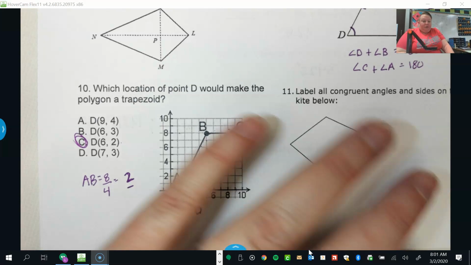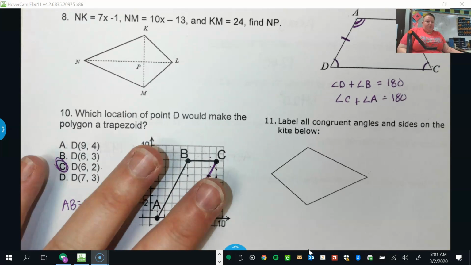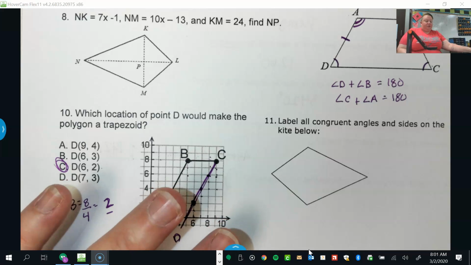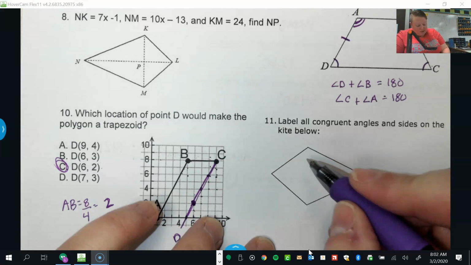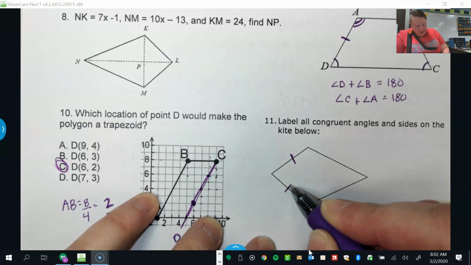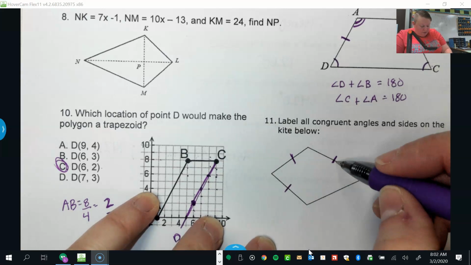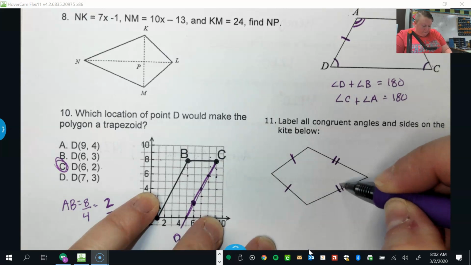All right. And then for number 11, for the kite, it wants me to label all congruent angles and sides on the kite below. So let's look at our kite properties. All right. I know that, can't find my kite properties. Okay. I know that it has exactly 2 pairs of congruent sides, which are here and here and here and here.